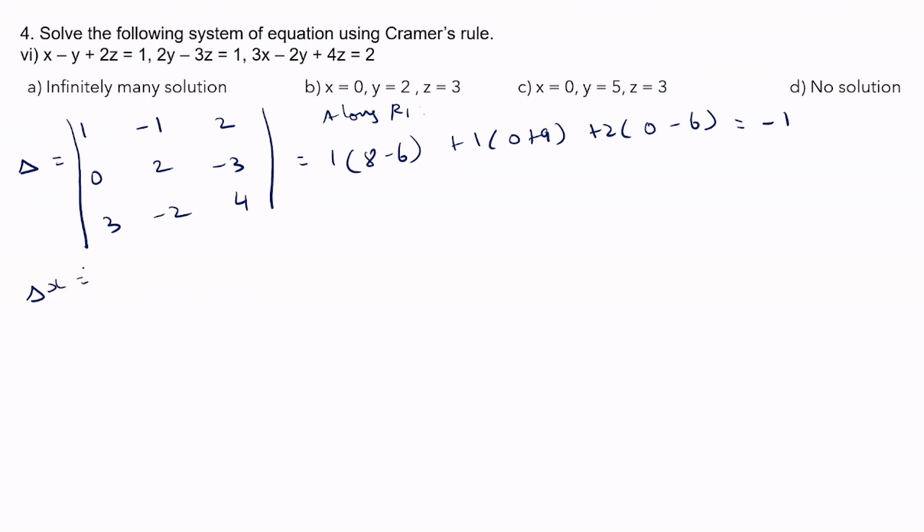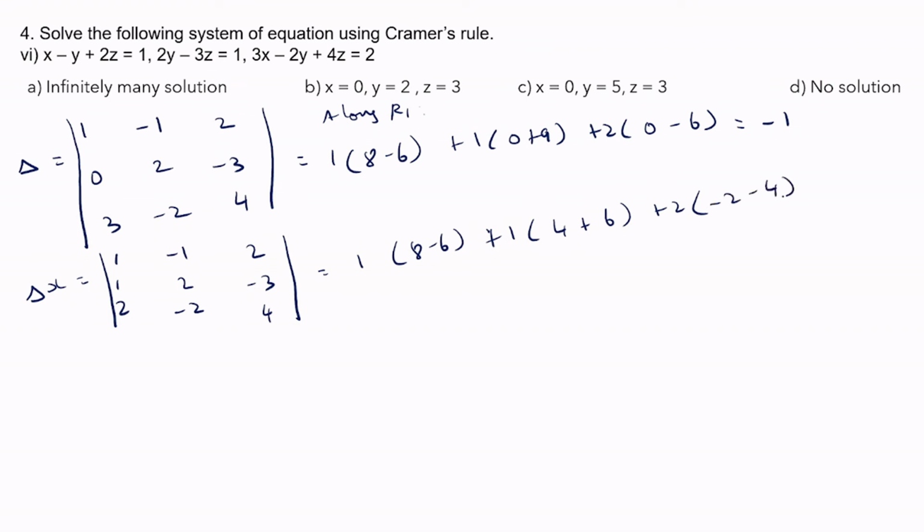Then delta x is equal to, here in place of the coefficient of x terms we have to have the constant terms 1, 1 and 2. So we have 1, 1, 2, the remaining columns remain as it is, 2, minus 3, 4. So again we can expand along R1. So it is 1 into 8 minus 6, plus 1 into 4 plus 6, plus 2 into minus 2 minus 4. So this is equal to 2 plus 10 minus 12, 0.